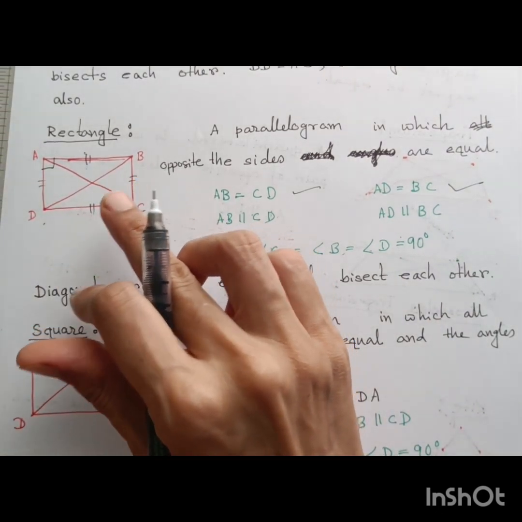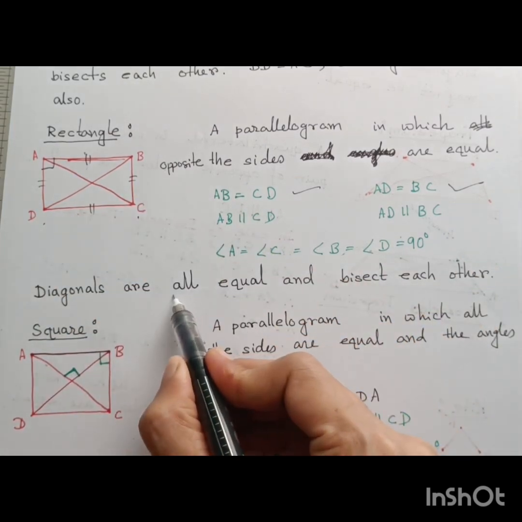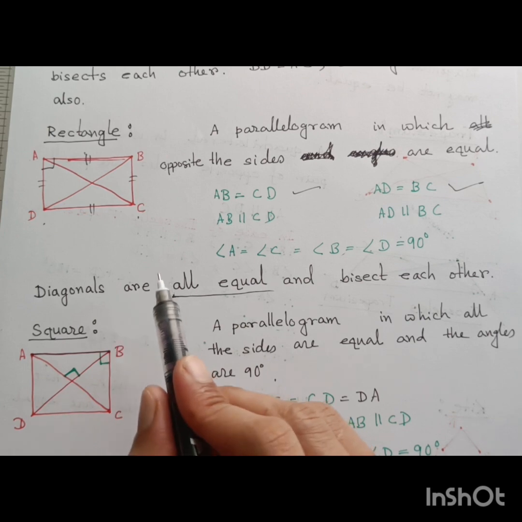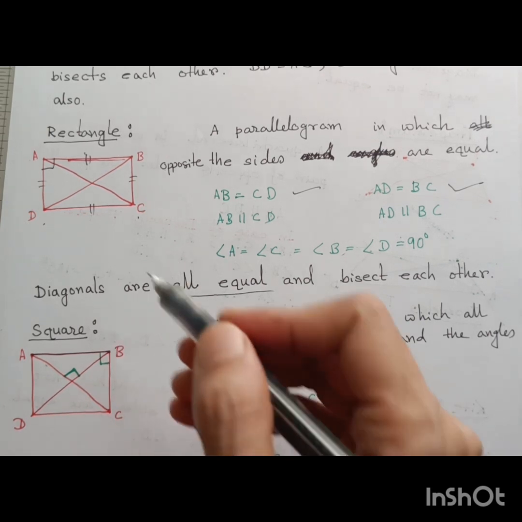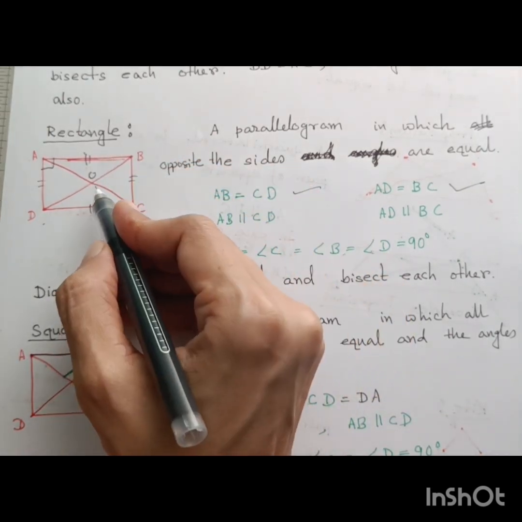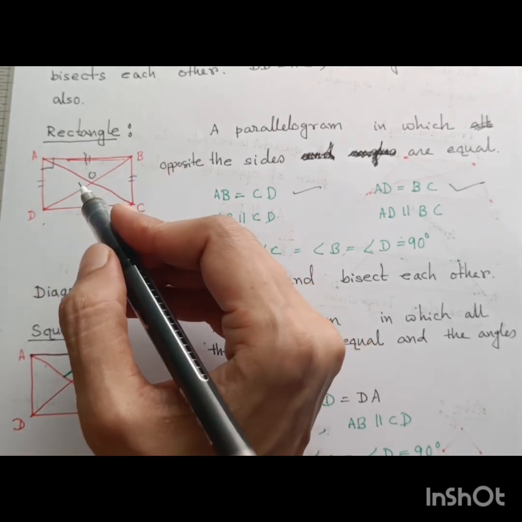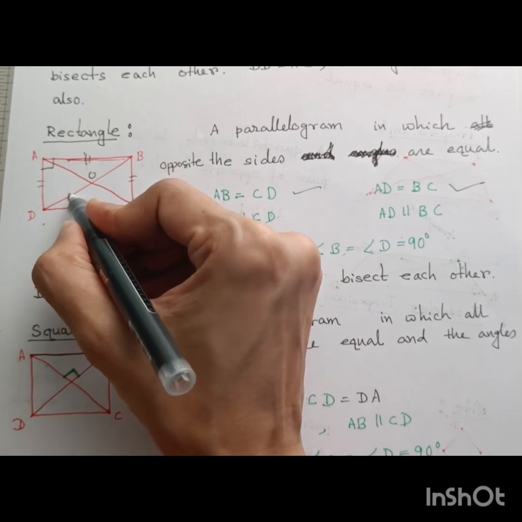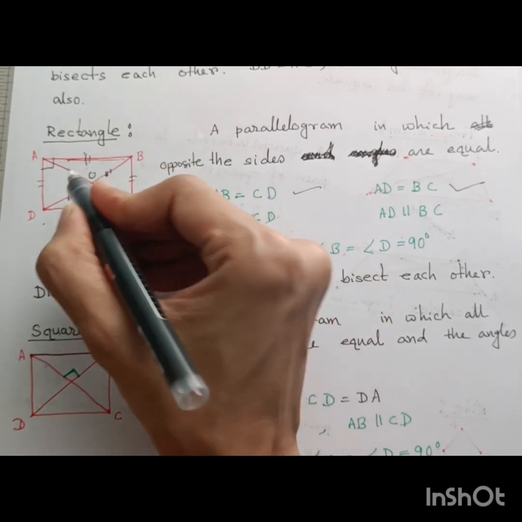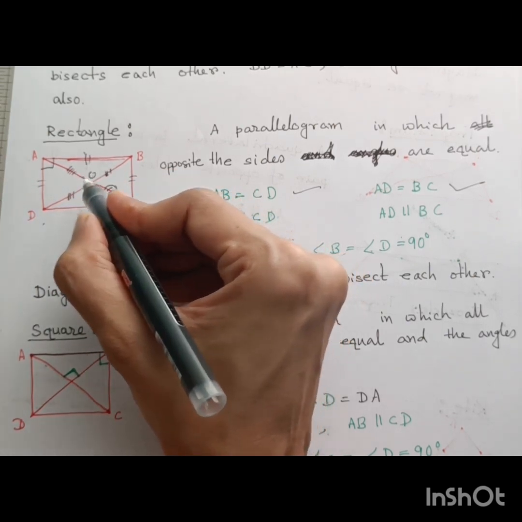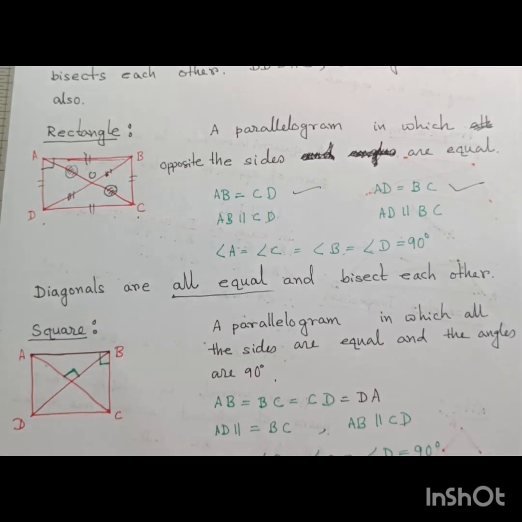And another special characteristic is the diagonals are equal. AC equal to BD and they also bisect each other. That is AO equal to OC, DO equal to OB. This part and this part equal. This part and this part also equal.